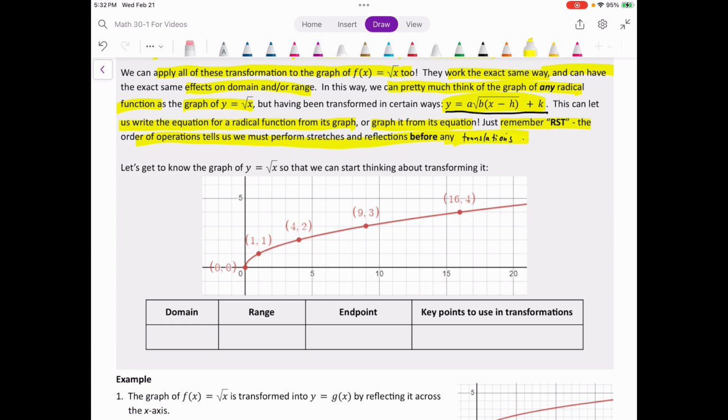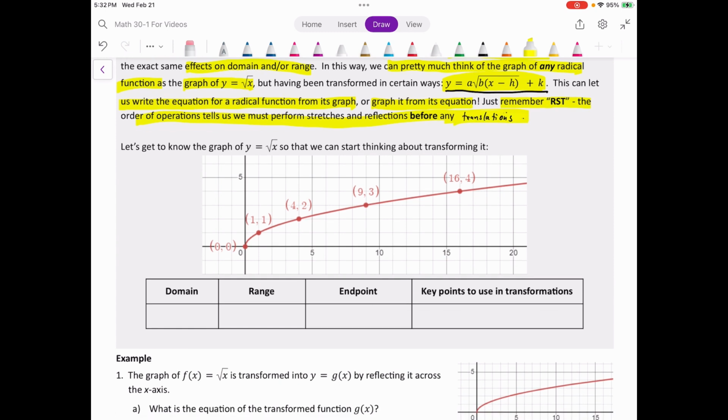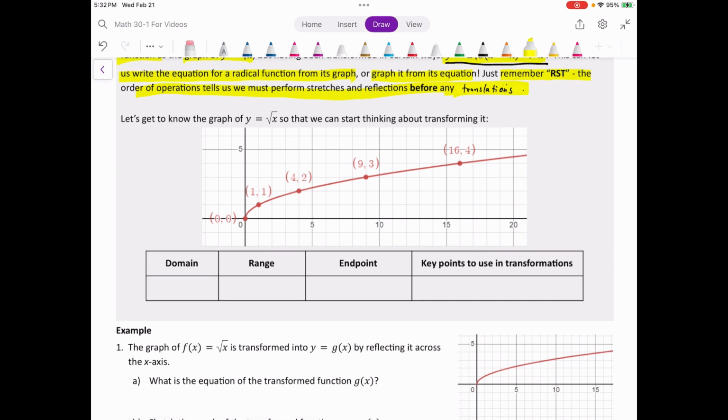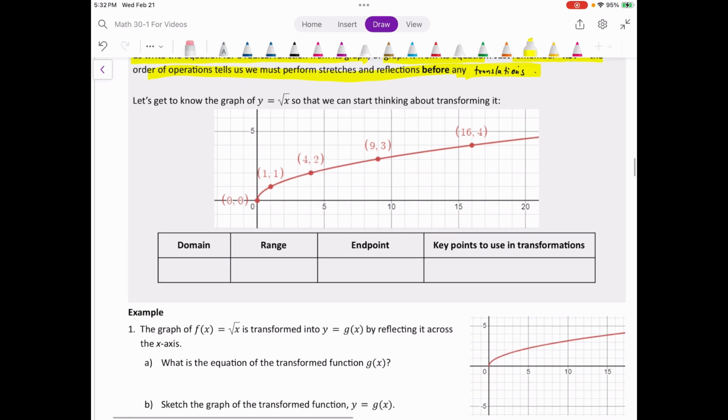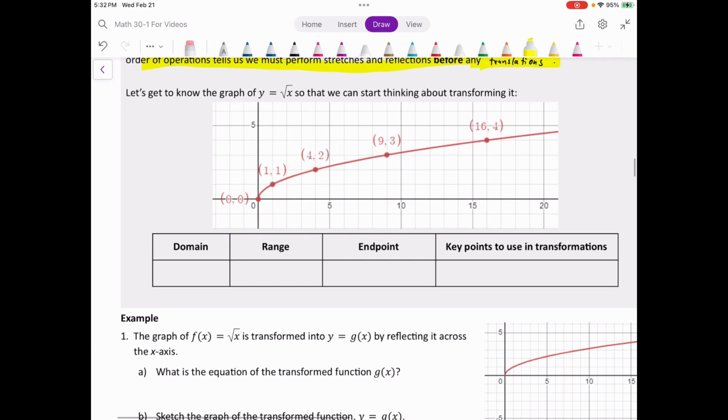Okay, so since we're going to be thinking a lot about y equals root x, that's kind of our home base that we then think about transforming to make other radical functions, it's worth getting to know our home base pretty well, right? Let's think about this y equals root x here, so we can start thinking about transforming it, right? We got to know where we're starting from pretty well if we want to use it as a reference to transform other stuff. So what's the domain of this?